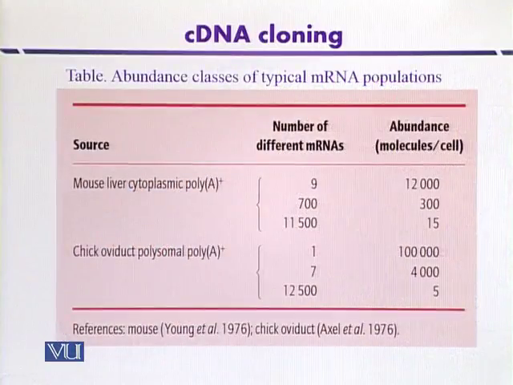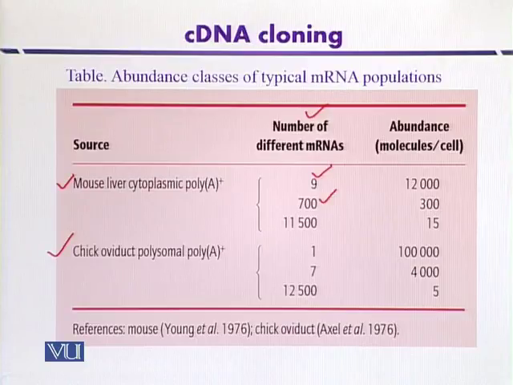This table shows abundance classes of typical messenger RNA populations from two tissues. The first tissue is mouse liver cytoplasm, which represents the polyadenylated population of messenger RNA, and the second is chick oviduct polysomal polyadenylated messenger RNA. The first column indicates the number of different messenger RNAs. The first class contains 9 different types of messenger RNA, the next 700, and 11,500 in the last class.